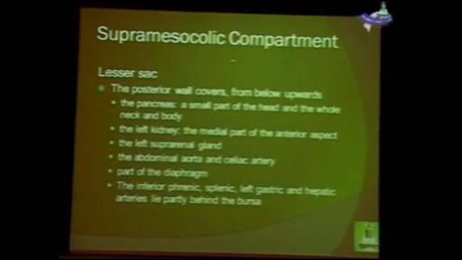So the posterior wall of the lesser sac is formed from the pancreas, the left kidney, part of the abdominal aorta and the celiac artery, part of the diaphragm as well on the upper side, and then some vessels like the inferior phrenic, splenic, left gastric and hepatic arteries. Part of these vessels lie also within the posterior wall of the lesser sac.